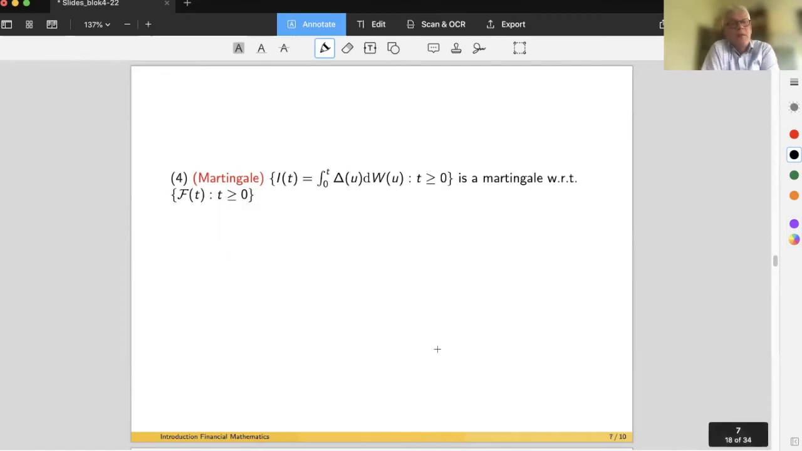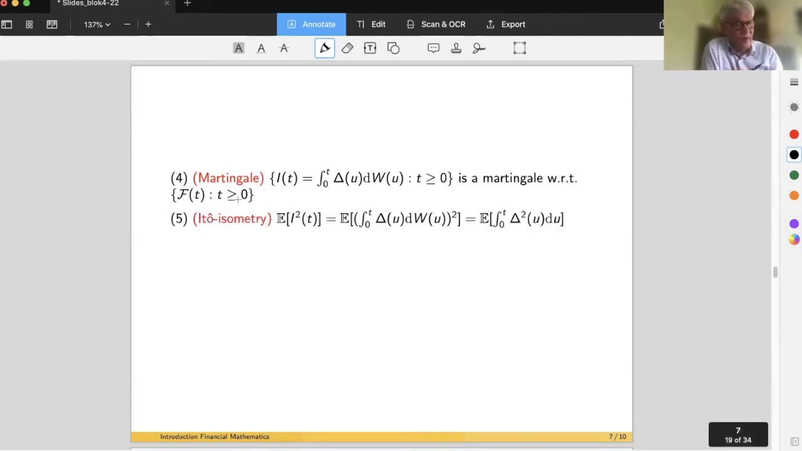And fourth, the martingale condition. When I_t is defined as our Ito integral for the general adapted processes, the integral from 0 to t of Delta_u dW_u, t greater equal to 0, that is in fact a martingale with respect to F_t, t greater equal to 0.